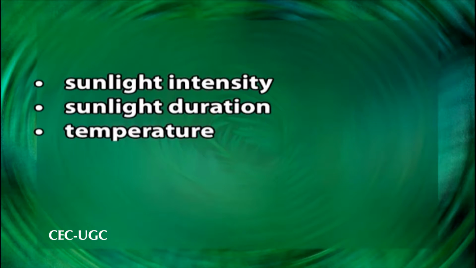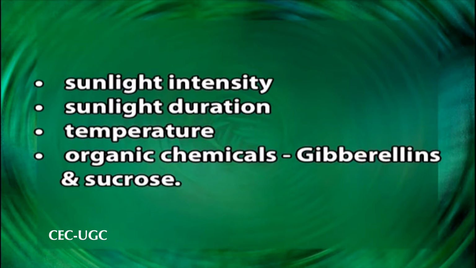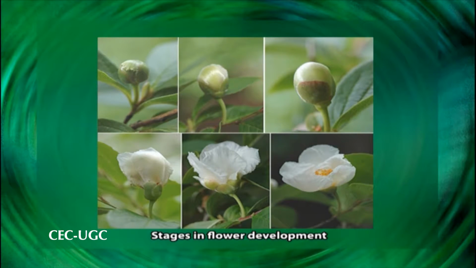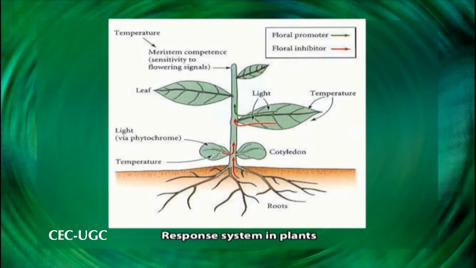Signals have to come from different modes and methods to convert such potent cells to go through the developmental programs. Signals are varied, such as sunlight intensity, sunlight duration, temperature and organic chemicals such as gibberellins and sucrose. Most of the environmental signals impinge on leaves and resultant downstream products have to be translocated to the shoot apex. This means that the site of perception and the site of response are separated in time and space.